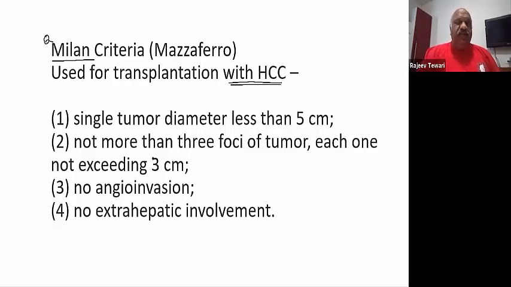So Milan criteria is for transplant for HCC, and it includes if there is a single tumor, it should be less than 5 centimeter. Multiple tumor should be less than 3 in number and less than 3 centimeter in size. No major vascular invasion, no extrahepatic involvement. If these 4 criteria are fulfilled, then this is Milan criteria, given in 1996 by Mazzaferro, also called Mazzaferro criteria. But in MCQs and books, they only say Milan criteria. We do have some more criteria for transplant, like UCSF, University of California, San Francisco, etc. Not important for you, only remember Milan.